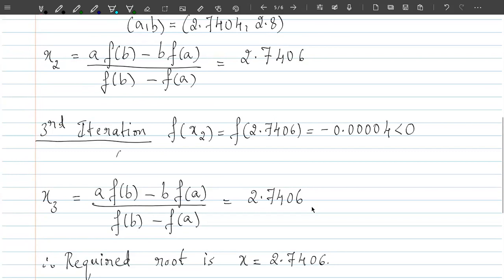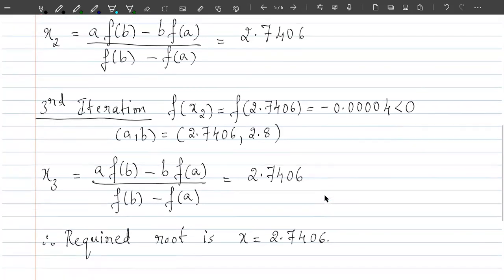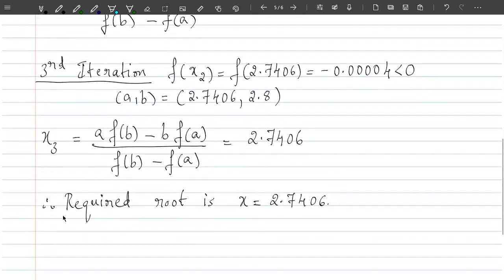So now how do you get the interval a comma b? The interval is 2.7406 comma 2.8. Use this interval and calculate the value of x3. Now here you can see that the previous two iteration values are exactly the same. You have x2 and x3 values as 2.7406. So you can immediately write the conclusion, that is, the required root is x is equal to 2.7406.